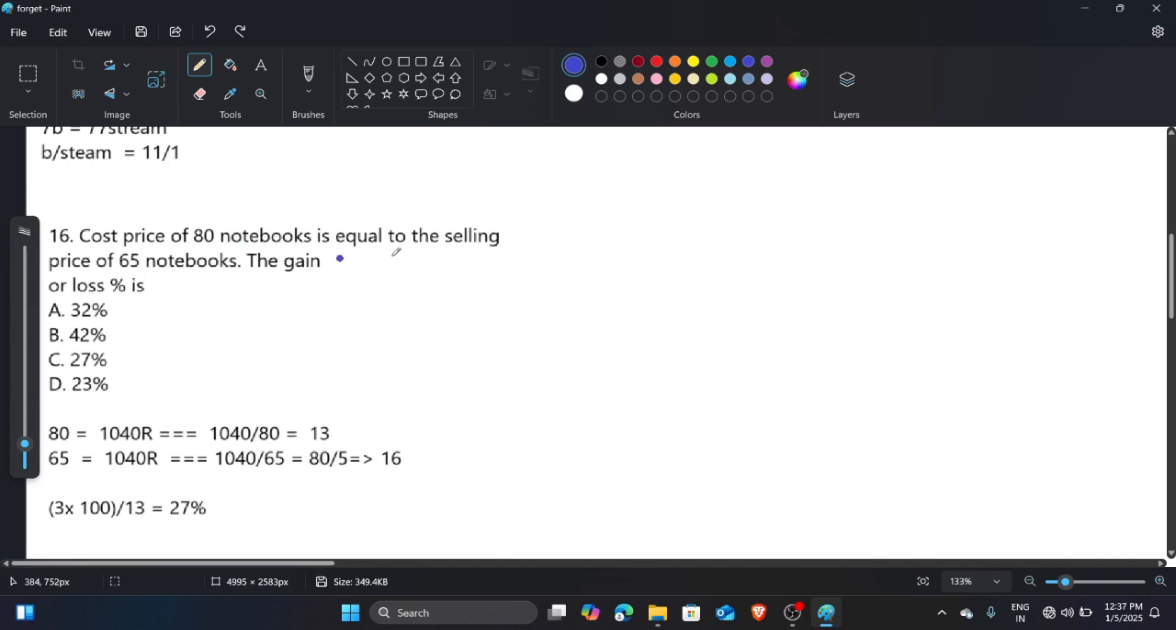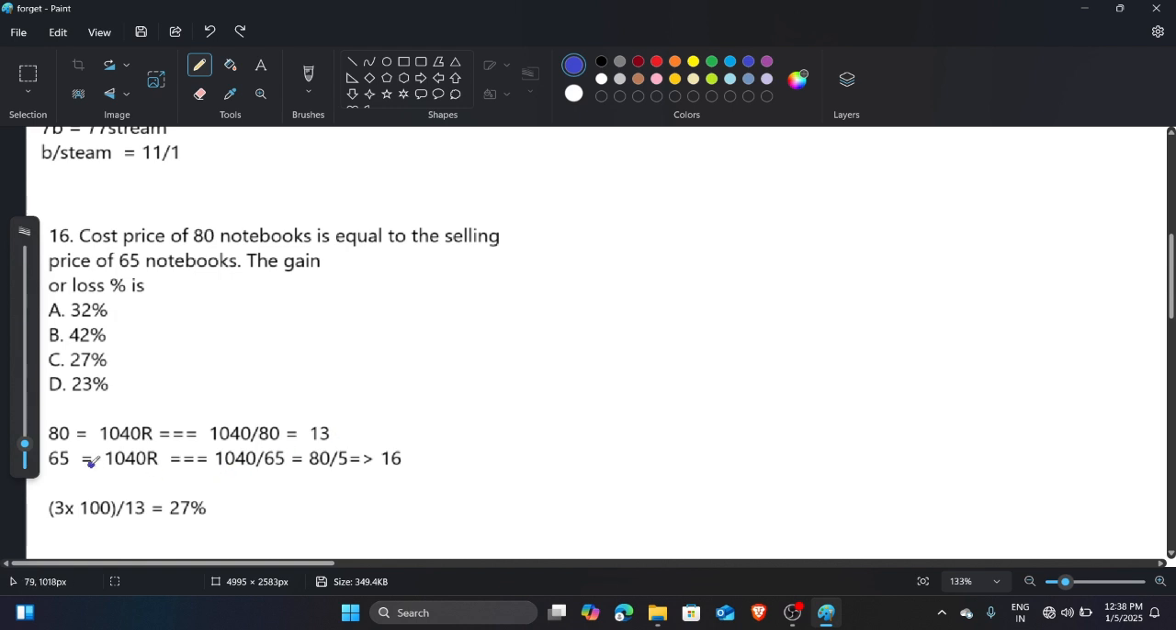The cost price of 80 notebooks is equal to the selling price of 65 notebooks. The gain or loss percent is, they ask us the gain or loss. Now the answer is a little bit complicated, the question is not. Let me consider a value for the cost price of 80 notebooks. We consider 1040, which is the LCM of 65 and 80. So 1040 we consider as the cost price, and when we divide it by 80, it means one book is 13 rupees.